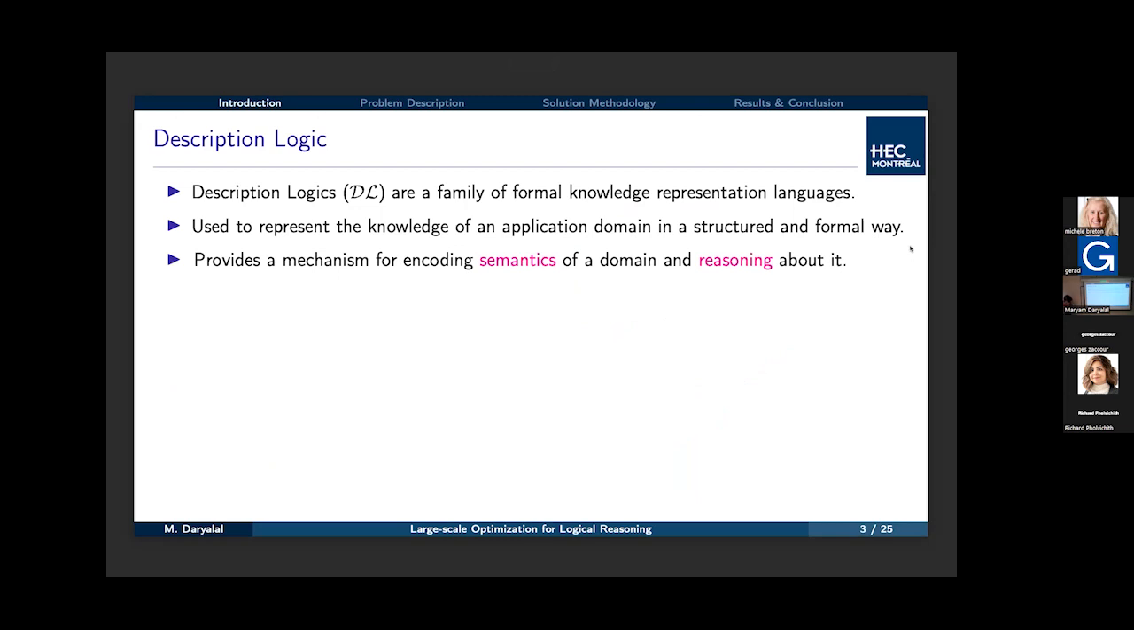Okay, so the topic that we're going to talk about today is called description logic. And this is a family of formal knowledge representation languages. So in the area of semantic web, we'll see what that is. The goal is to make the knowledge that is available on the web structured in a way such that the machines, the computers, can understand it, and also can extract knowledge from it.